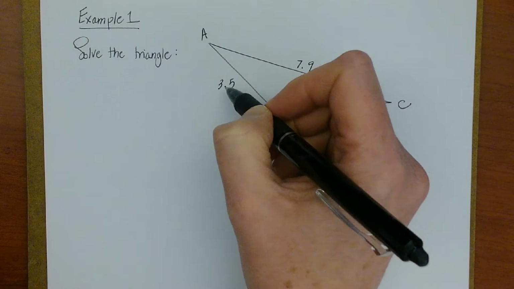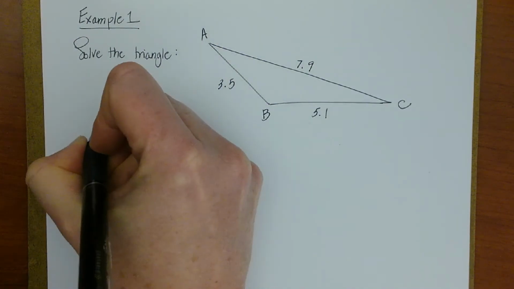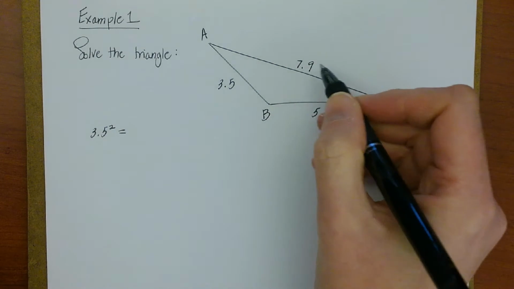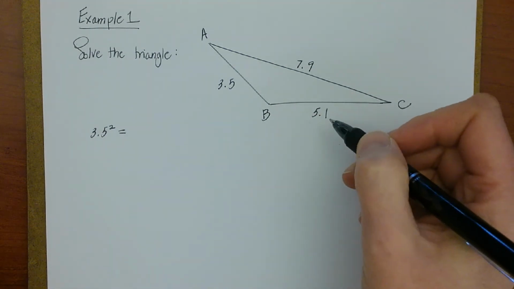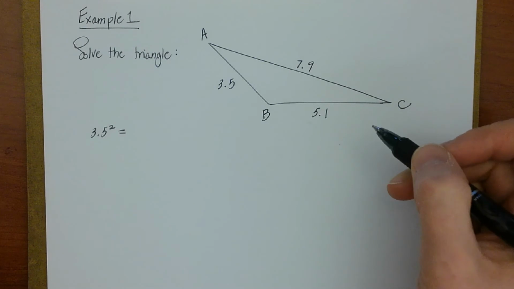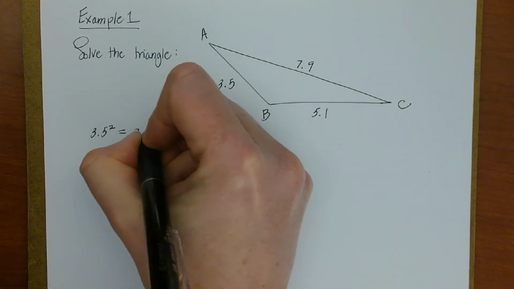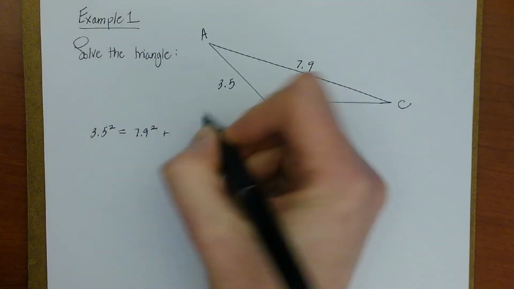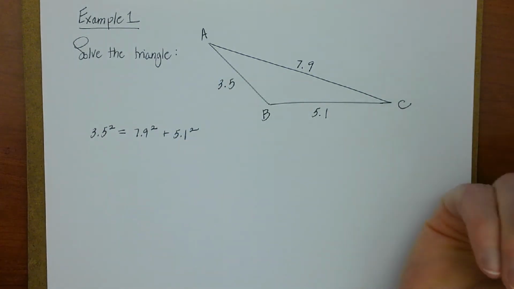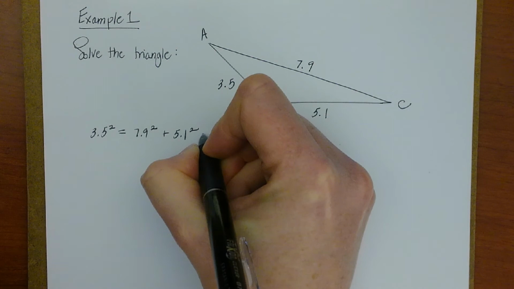I'm going to go ahead and start then with 3.5 squared. This is not the only way to do this problem. You could have started with 7.9 squared or 5.1 squared. I'm just going to show this version of the story, okay? So 3.5 squared would equal 7.9 squared plus 5.1 squared. So, looks kind of like Pythagorean theorem, right? And then now let's subtract that error off.